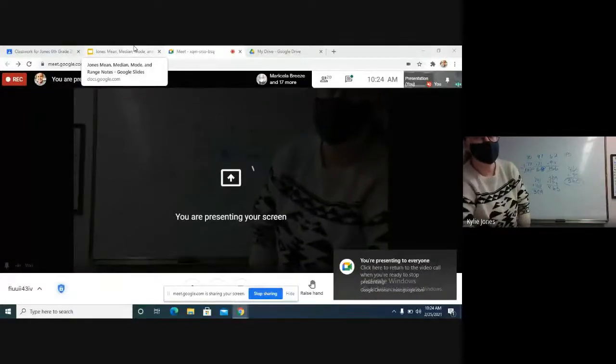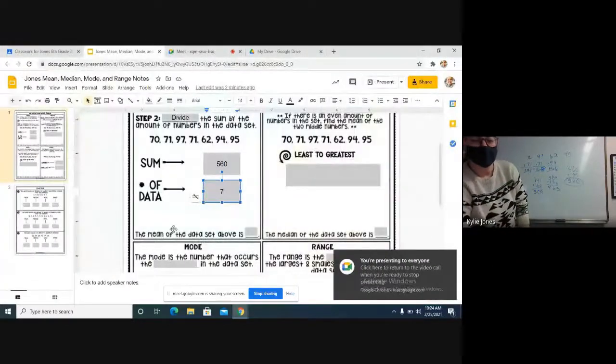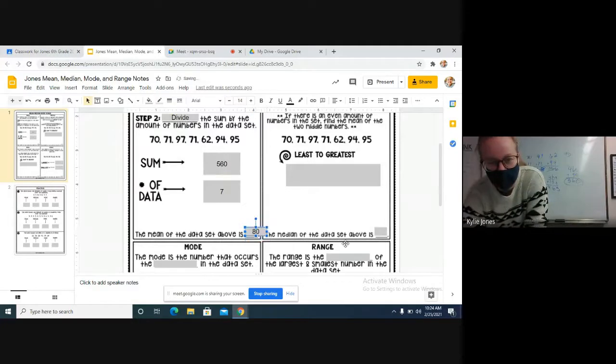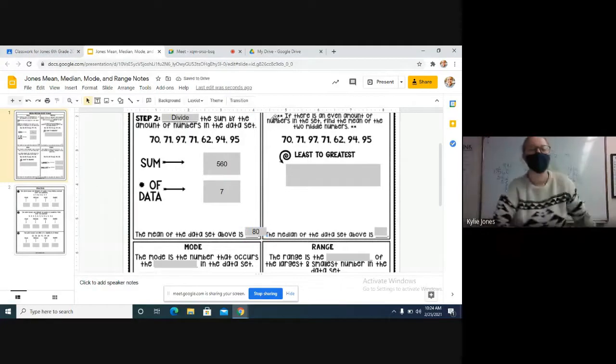So, when we go back over to our notes, where it says the mean of the data set above is, what am I going to put there? What was my answer? 80. Awesome. Oh, the box isn't very big. Make it a little bit bigger. There we go. So let's talk about the number 80 in terms of our data. We have numbers that go from 62, and then we got 70, 97. They're kind of all over the place. Where does 80 fall in that set of data? Is it at the end, the middle, the beginning? It's kind of in the middle of all those numbers, right?